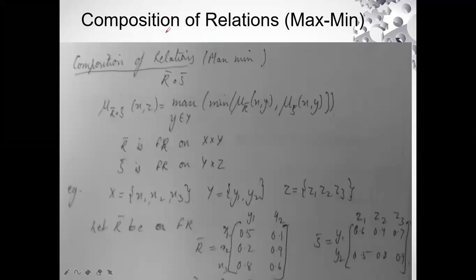Now moving further, we have the composition of relations. As we have done the composition of relations for crisp sets, where we had the max-min composition, the same in fuzzy sets, the composition of relations is the max-min composition. It is very much similar to the crisp max-min relation. Let's see how it is.